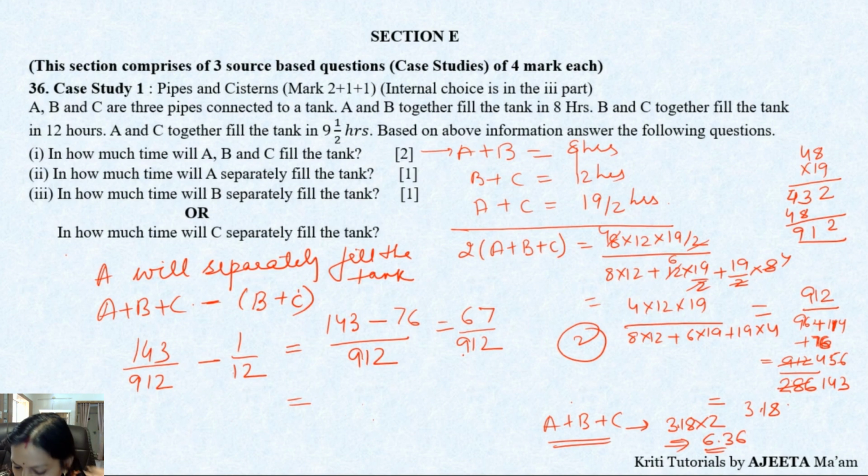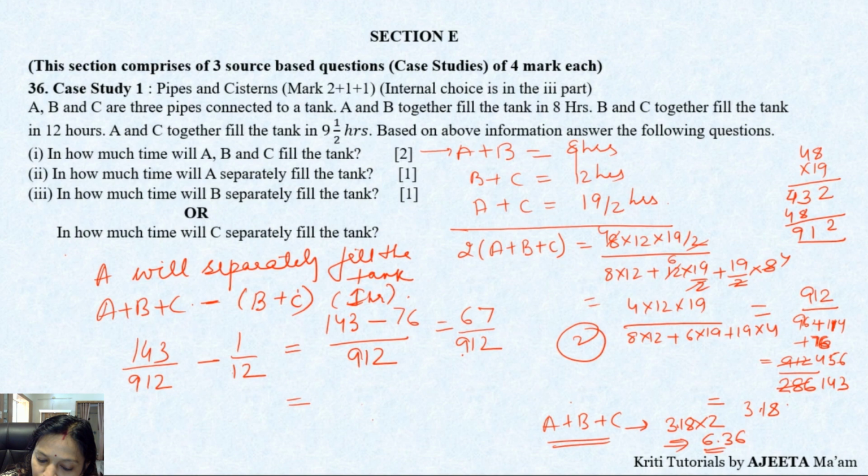Now 912 divided by 67, now this is for 1 hour, right? 1 hour. So what will you get the answer on reciprocal? On reciprocal you will get the total time taken, it will be almost 13.6 hours, on dividing, correct? Now let's make it to B.